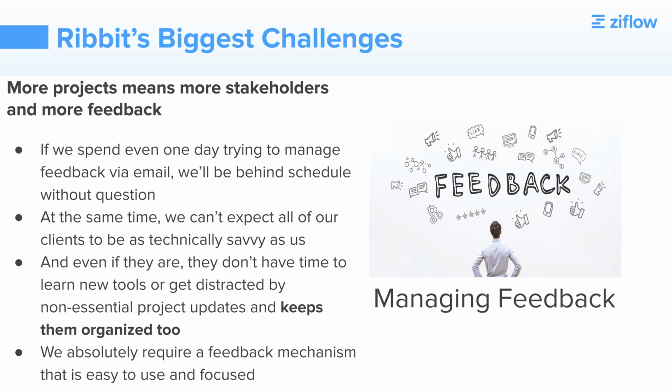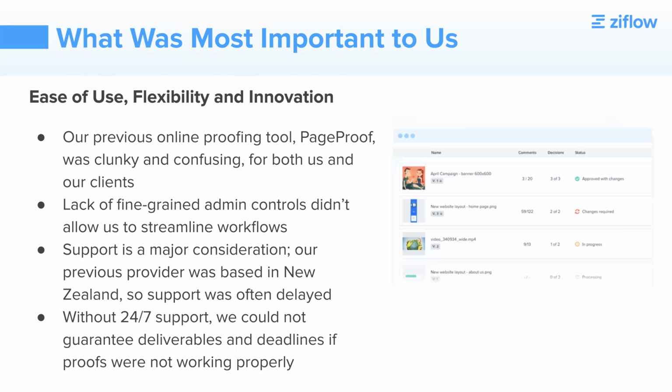Yeah, absolutely. And something you just mentioned, which I want to talk about, is what was that breaking point for you where the Ribbit team wanted to move to the Ziflow system? I know you were using a previous proofing tool, PageProof, and at what point did that become unsustainable for Ribbit, and make the leap to using Ziflow?